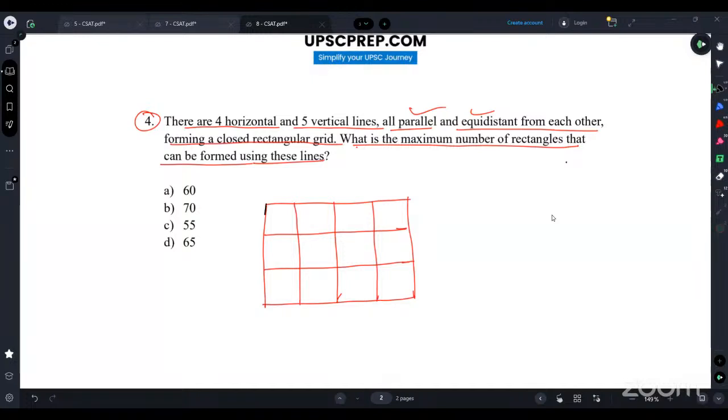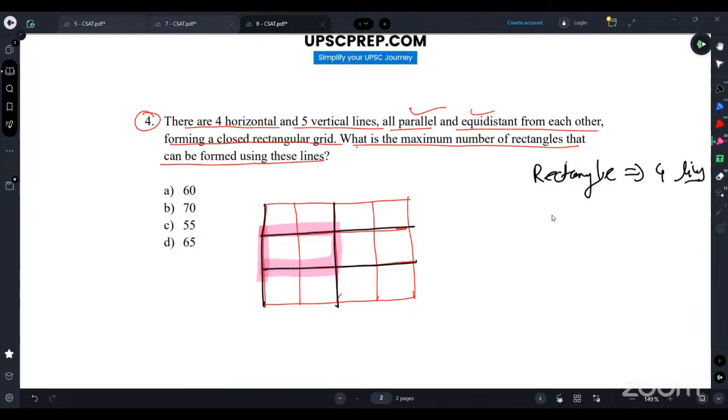Now guys, for forming any rectangle, how many lines do you require? You require four lines, right? So let's say if I take these two vertical lines, I will again have to take two horizontal lines. If I choose these two horizontal lines, I got one rectangle. This is the rectangle that I just got by choosing two vertical lines and two horizontal lines.